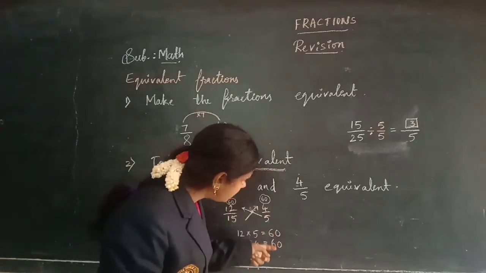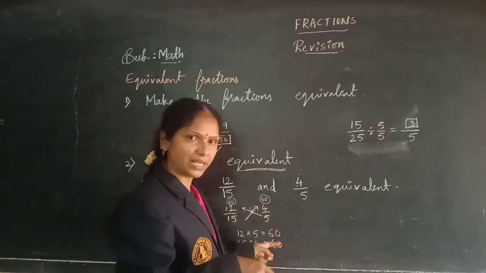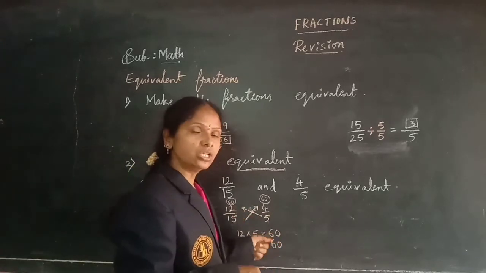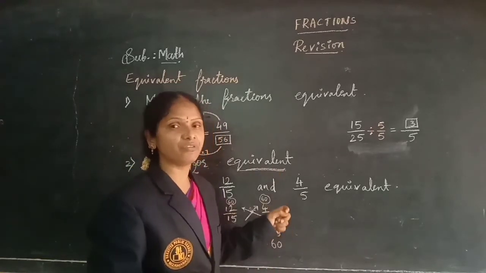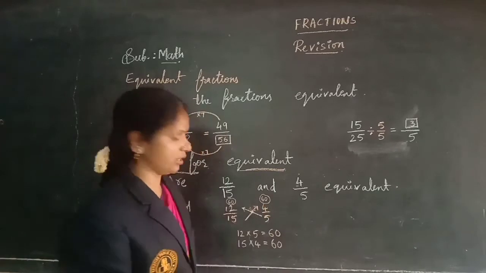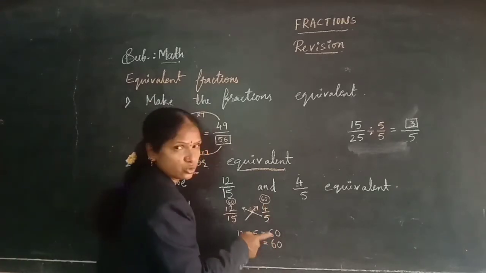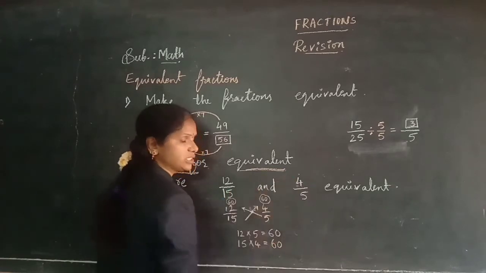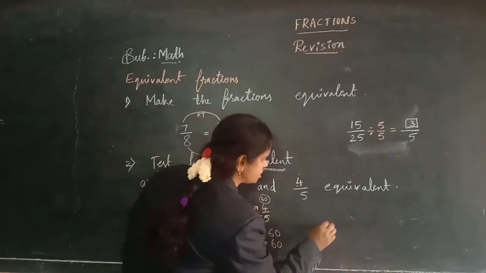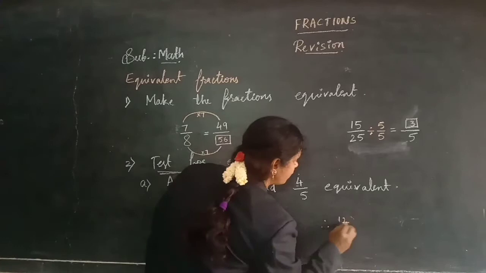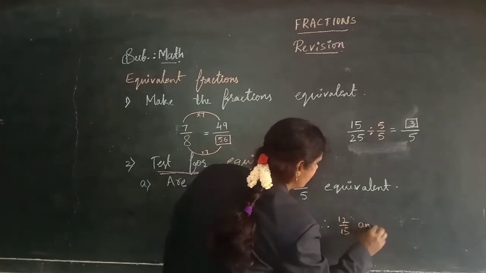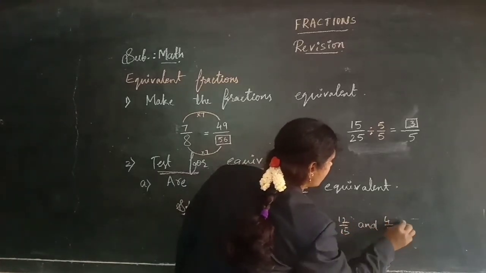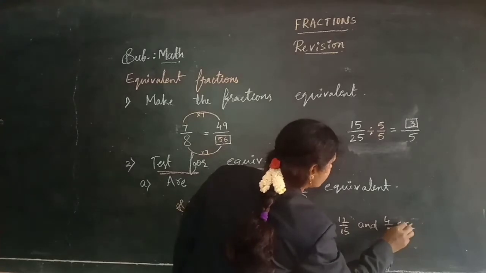If we get different numbers after cross multiplication, then the given fractions won't be equivalent, children. Coming to this problem, these two we got as an equal product. So the given two fractions are equivalent fractions. So therefore 12 by 15 and 4 by 5 are equivalent fractions.